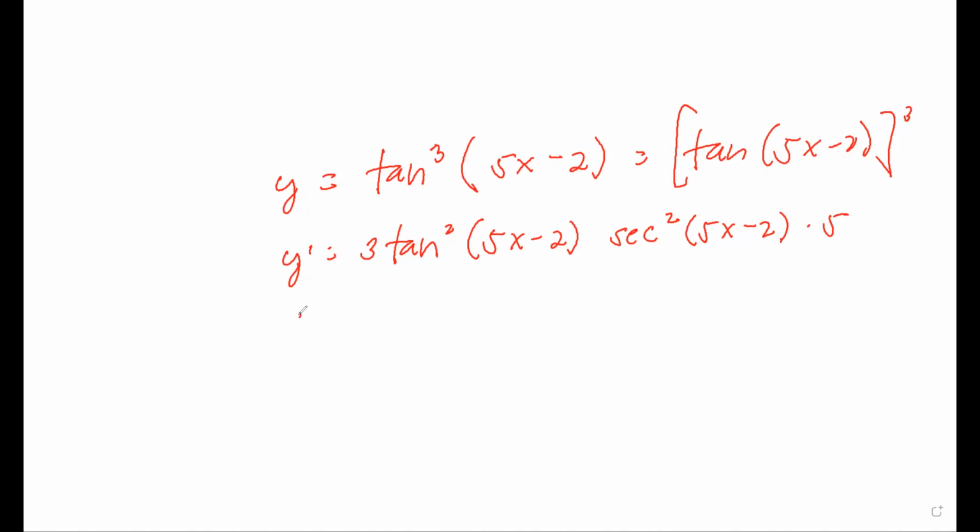So let's simplify the constants: first factor, second factor, third factor. The 5, I can move it over there. So the final answer can be written as 15 tangent squared of 5x minus 2, secant squared of 5x minus 2. That's the derivative of tangent cube of 5x minus 2. So for the derivatives of your trigonometric functions, always think of what is inside, okay?